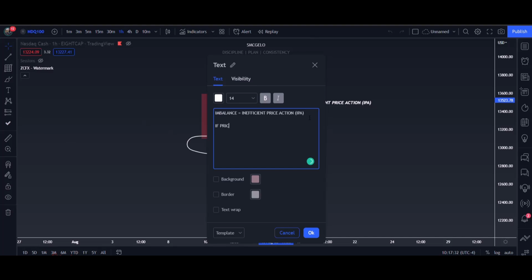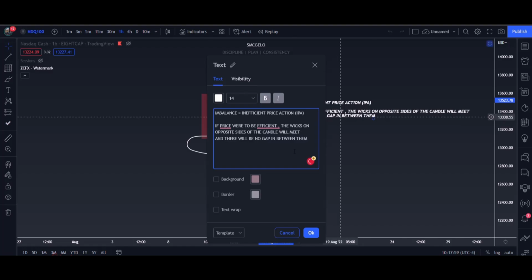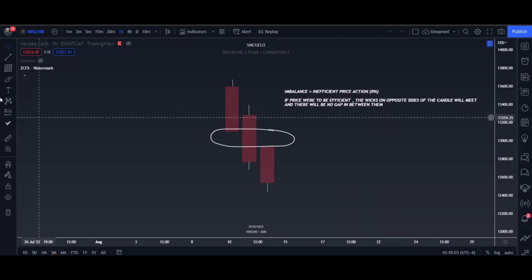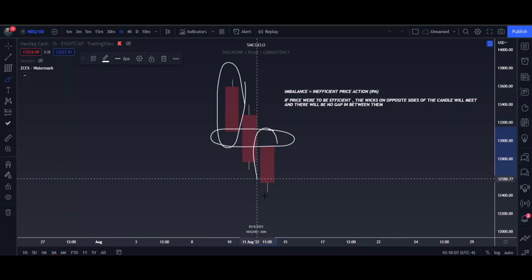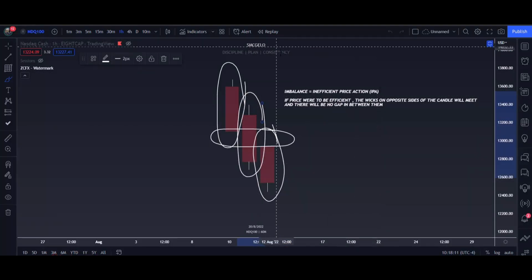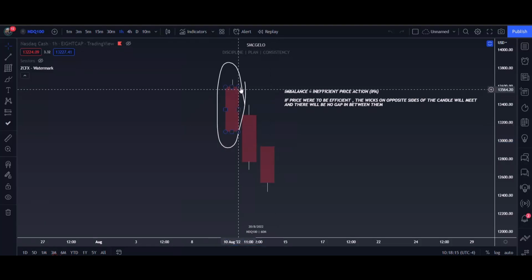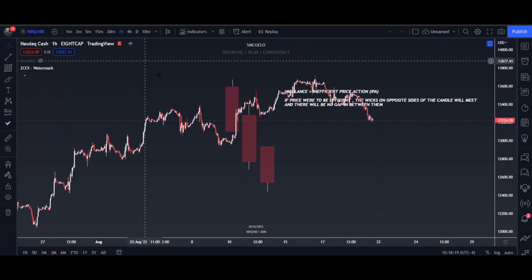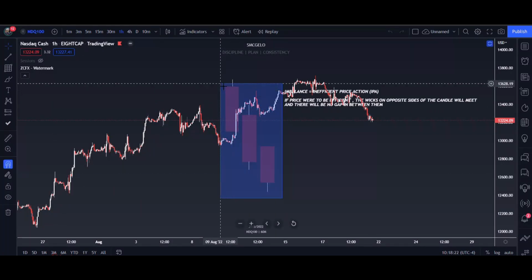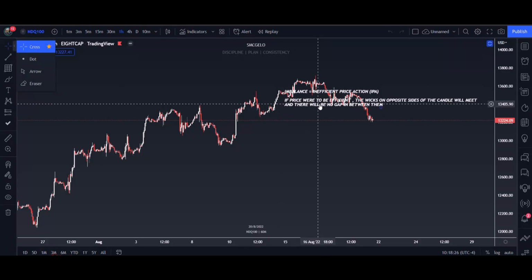So now, if price were to be efficient, the wicks on opposite sides of the candle will meet, and there will be no gap in between them. Okay, so when we look for imbalance, this is the left side candle, this is the right side candle, and this is the candle that we decide if it's inefficient or efficient, right? Just like I put on a regular chart.